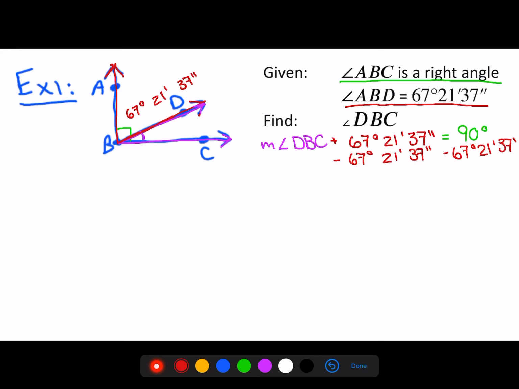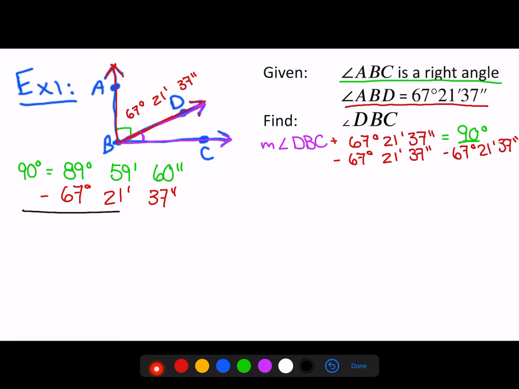Now, I'm going to go ahead and bring that out a little bit. So I have 90 degrees. Let's go ahead and convert this 90 degrees. As we just learned on the previous slide, 90 degrees is the same as 89 degrees, 59 minutes, and 60 seconds. And we're subtracting 67 degrees, 21 minutes, and 37 seconds. When we do that, we'll get our final answer, which is the measure of angle DBC.